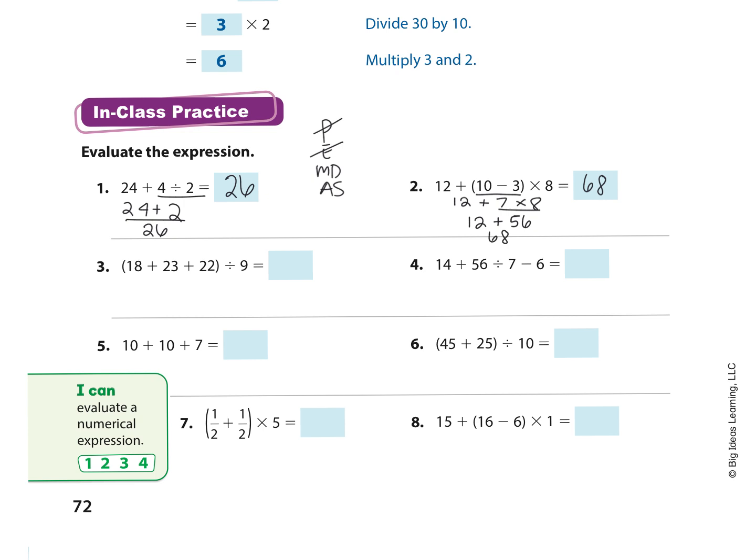18 plus 23 plus 22. What do I do first inside the parentheses? Jason? Yeah, because I'm going to work it left to right. It's all addition, so I'm going to work left to right. So 18 plus 23 is going to be 41.